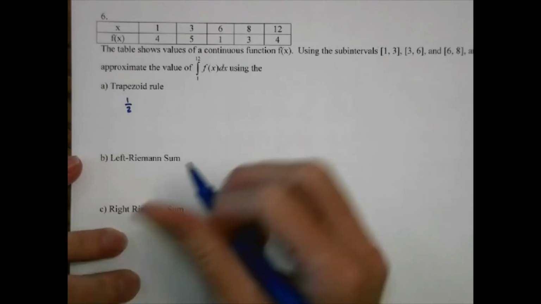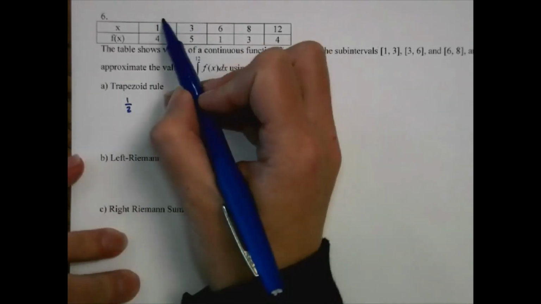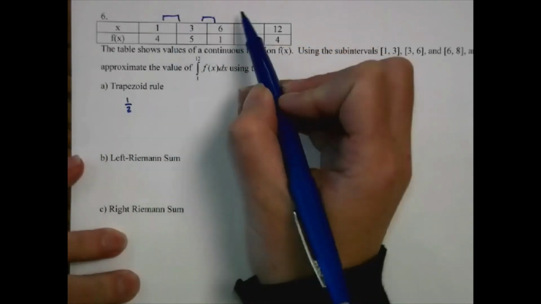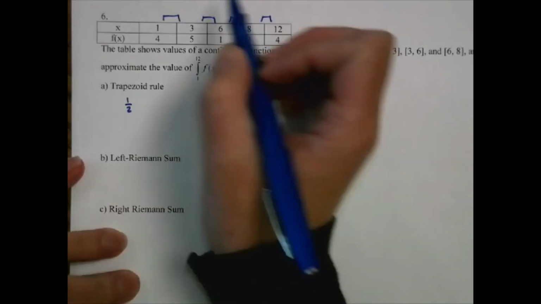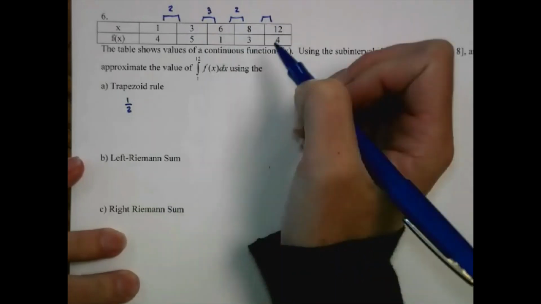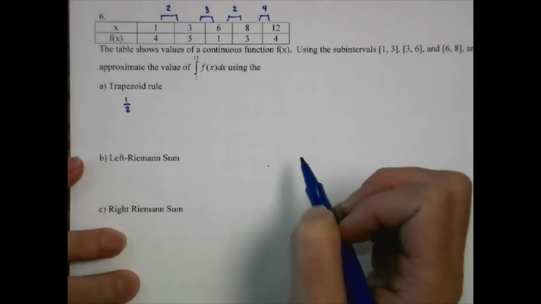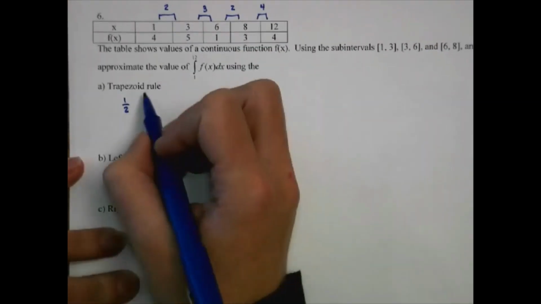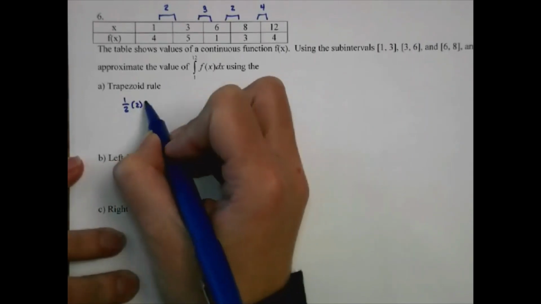is going to be 1/2. The height of each of the rectangles is going to be the change in x values, the width. So this one's change is going to be 2, this one's 3, this one's 2, and this one's going to be 4. So my width is 4.